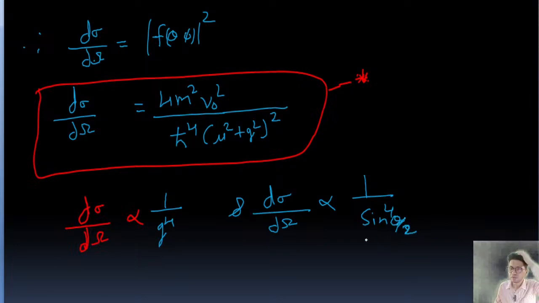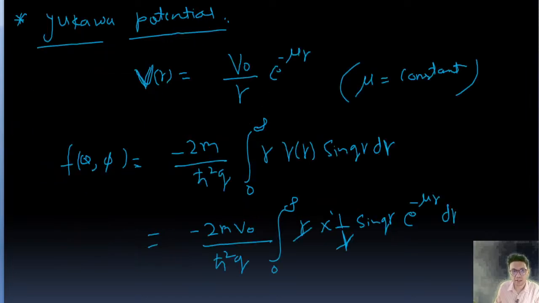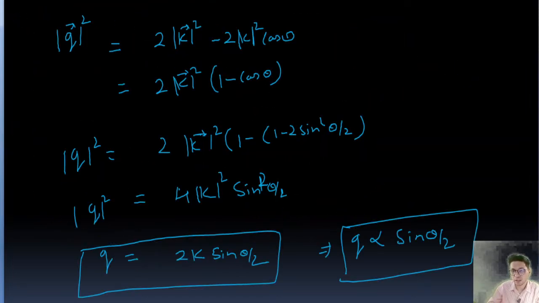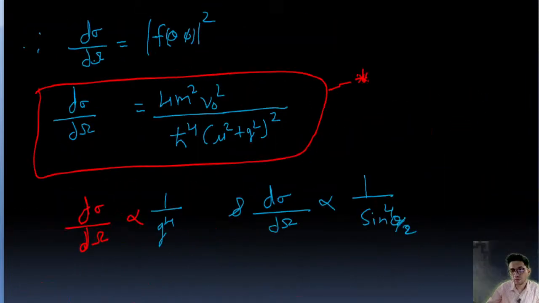Sine to the power 4 theta by 2, because I have already told you Q is proportional to sine theta by 2. So d sigma upon d omega is proportional to sine to the power 4 theta by 2, and d sigma upon d omega is proportional to Q to the power 4. Directly we can find this out from here.